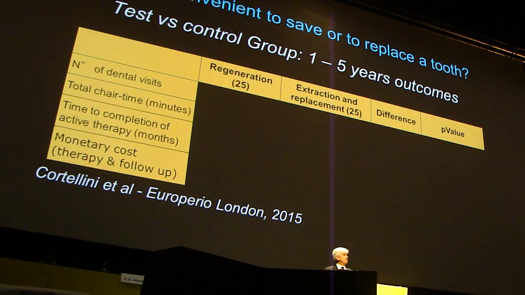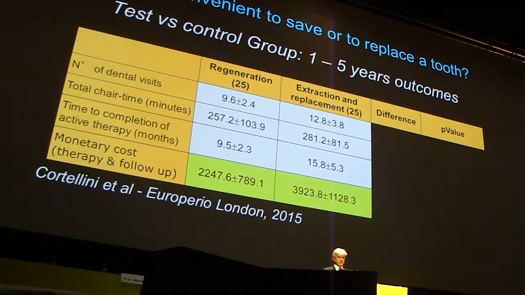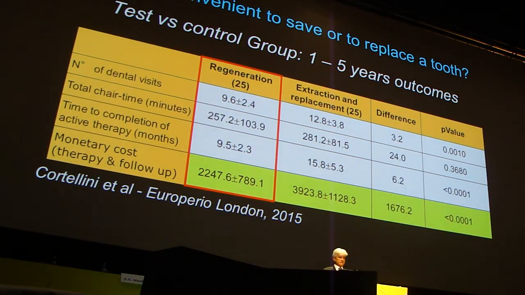Therapy and follow-up for 5 years, including the maintenance of these teeth. This is the figure for periodontal regeneration, so for the teeth that have been saved. And this is the figure for replaced teeth. And when we look at the differences, almost all of these values are significantly different. And if you look at the monetary cost, it is close to half in saving teeth than replacing with either implants or bridges.